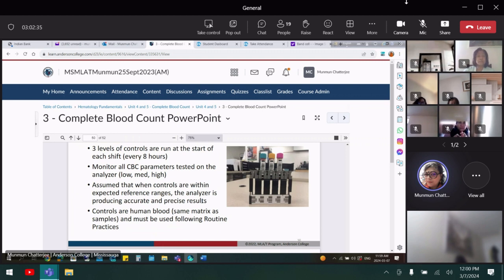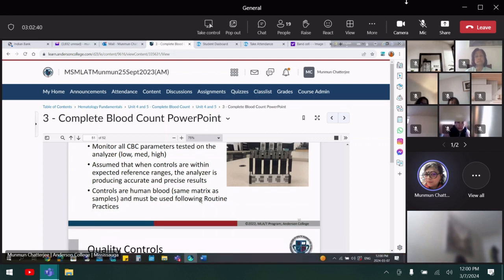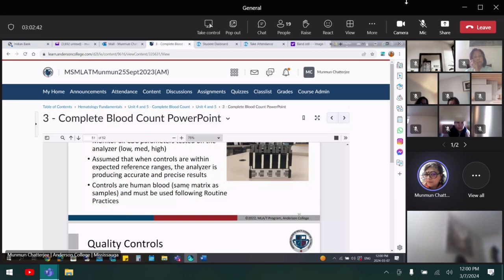generally the shifts are 8 hours, right? Or you have to do it every day if you are running a small amount of samples. Controls are human blood, the same matrix as samples. These questions come up regarding which we use. They give you the options: human blood, sheep blood, monkey blood. So where are you using the controls? Obviously, you are running human samples, so you have to run human sample as a control. Right? So these questions come. So quality control is from human sample.